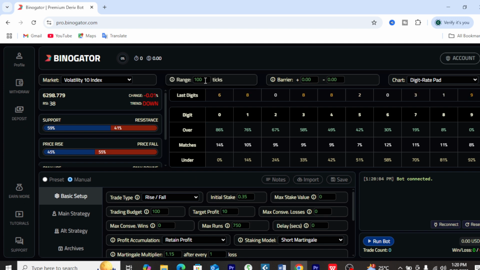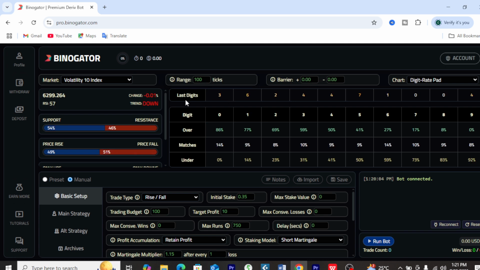This digit rate pad here, the number of things that the bot is analyzing is in 100 ticks. So if you change this to 10 ticks, you are going to see that the numbers start changing faster, because the number of information that the bot is analyzing is now smaller. So let's change this back to 100 ticks. So you should know that this range of 100 or 10 ticks affects the digit rate pad.